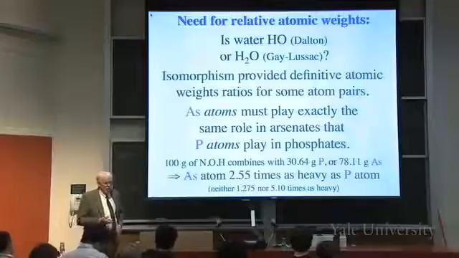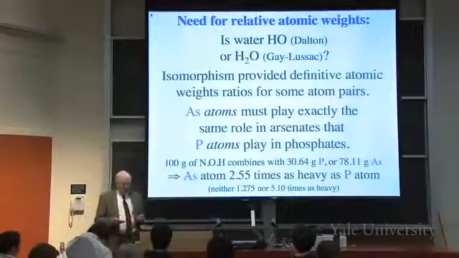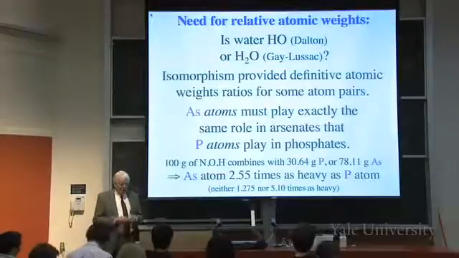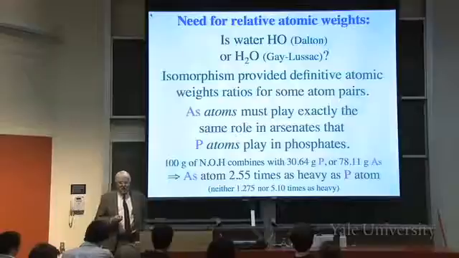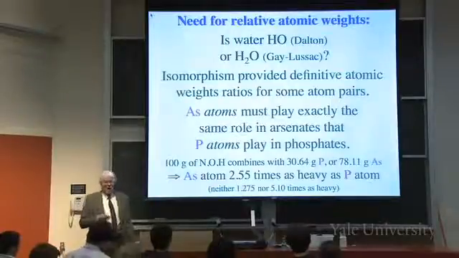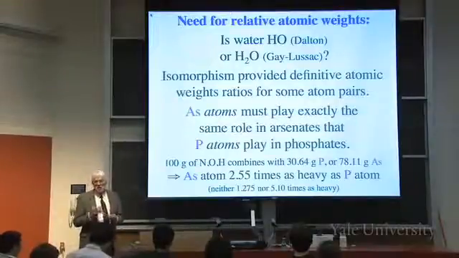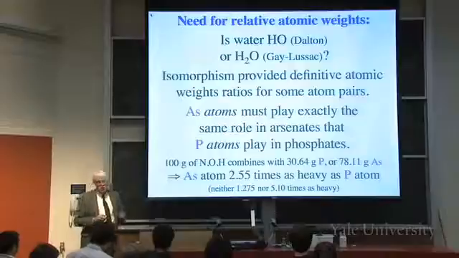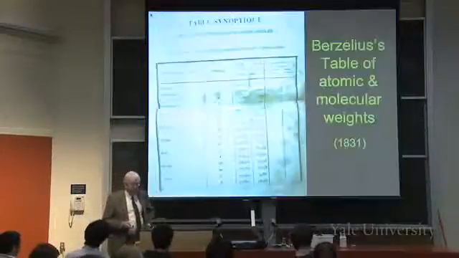And therefore, if you have 100 grams of nitrogen, oxygen, and hydrogen that combines to give these salts with 30.64 grams of phosphorus or 78.11 grams of arsenic, it must be that the arsenic atom is 2.55 times as heavy as the phosphorus atom, right? That is, it can't be half that or twice that. It has to be exactly that, because there have to be the same number to give exactly the same shape. Okay, so there was one way of determining this ratio, but it wasn't trivial.